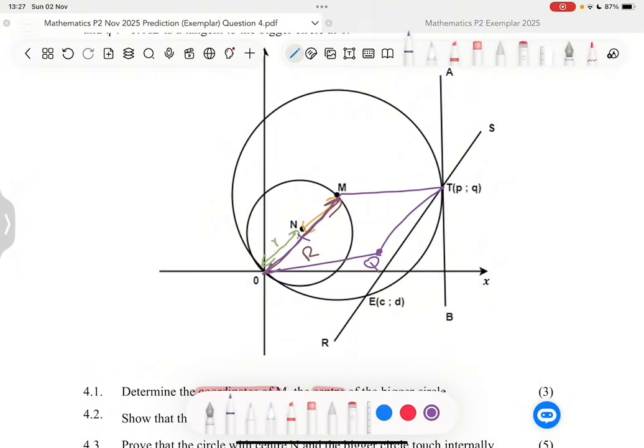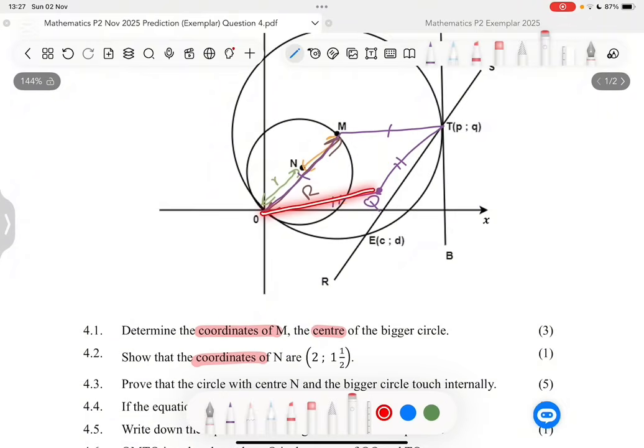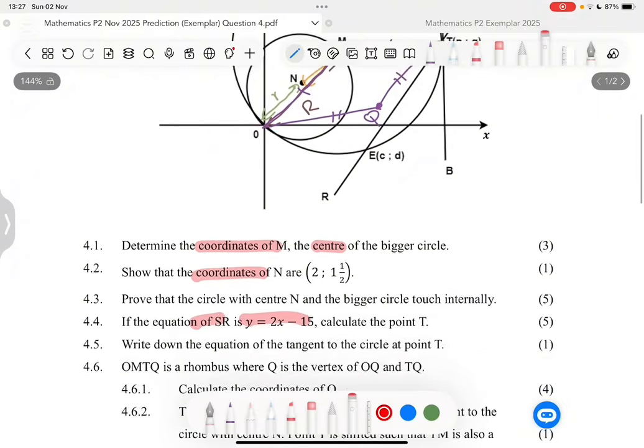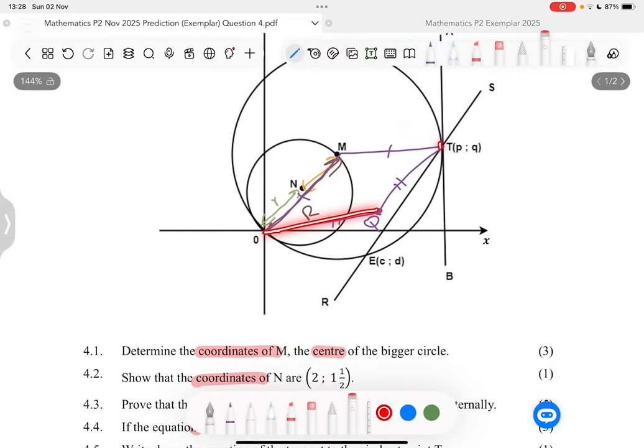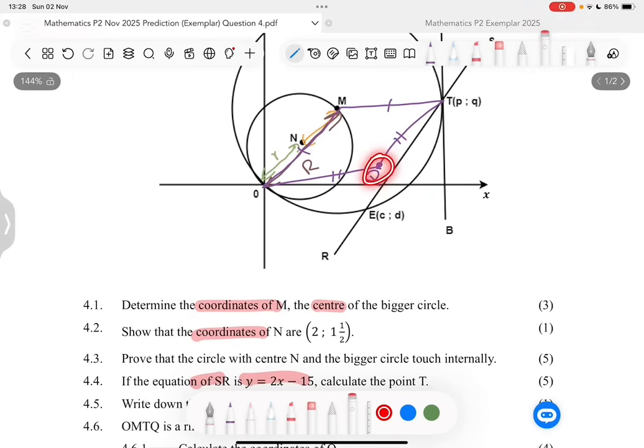Now, as I said, this side and this side has to be equal, and this side and this side has to be equal. It's a pair of adjacent sides that are equal for this to be a rhombus. So now in this question, they say that OQ, if we go to OQ and also we go to TQ, OQ, TQ, they form a vertex, meaning they form a corner here. That's where the line would meet. Now, 4.6.1 says calculate the coordinates of Q. We are required to find the coordinates of Q.